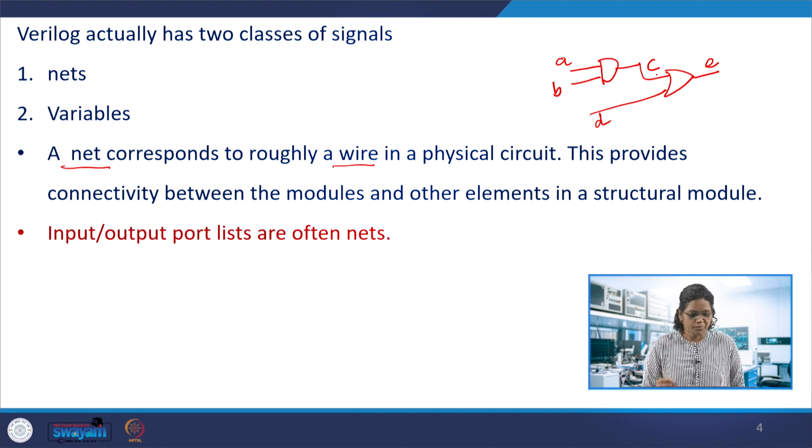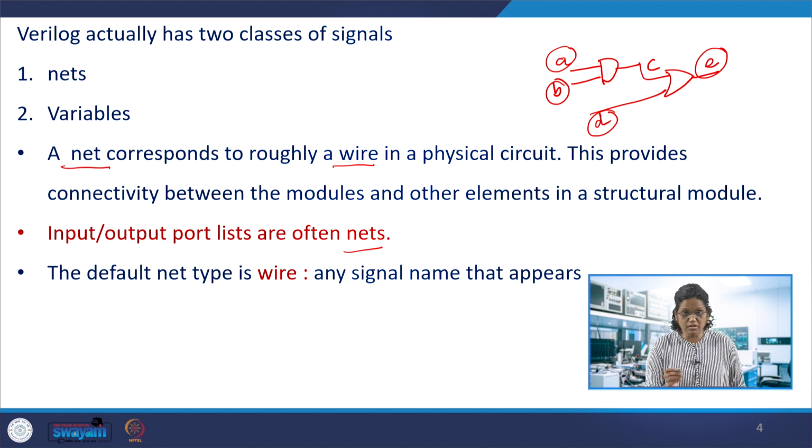It's a wire. So the net, the input output ports: in the Verilog module, we specify input ports as well as output ports. The input and output ports are often nets. So these are wires. Where it can be a wire and where it cannot, we will be looking at these details. Right now the understanding is that input output ports can be nets, and wire is the default net type.